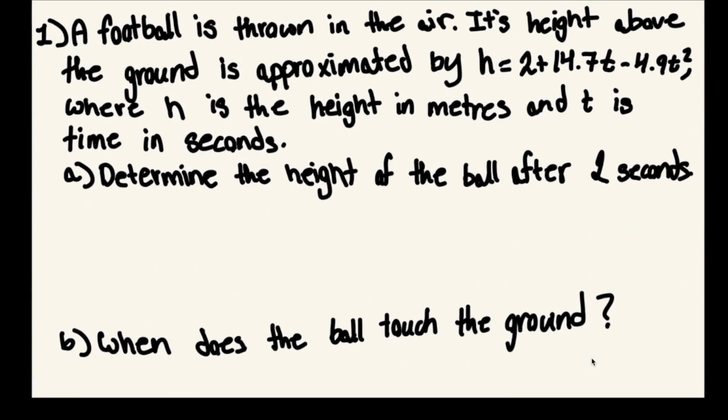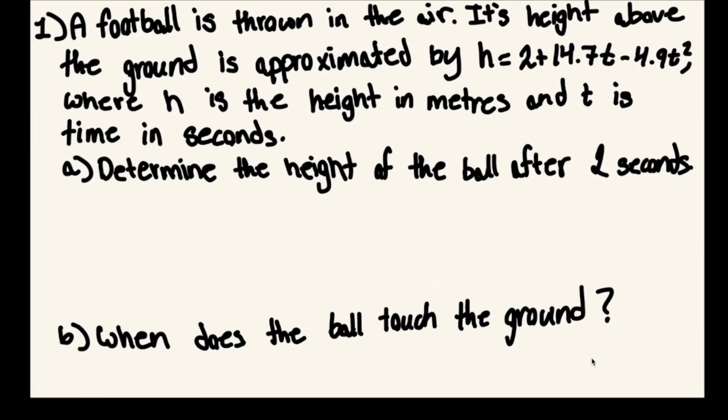So, with our first example question, as I've said in many of my videos, it's good to break down the question and then see what you have to solve for. A football is thrown in the air. Its height above the ground is approximated by height equals 2 plus 14.7t minus 4.9t squared, where h is the height in meters and t is time in seconds. Determine the height of the ball after 2 seconds. So let's see what we are given.